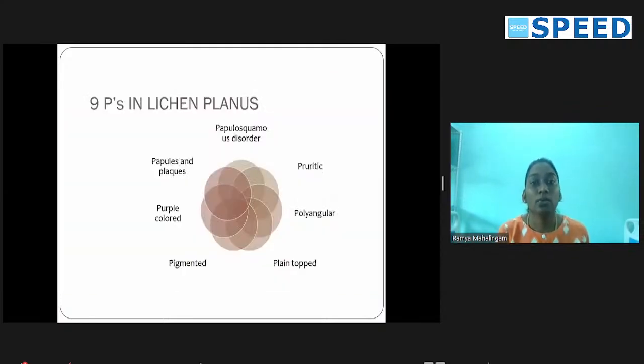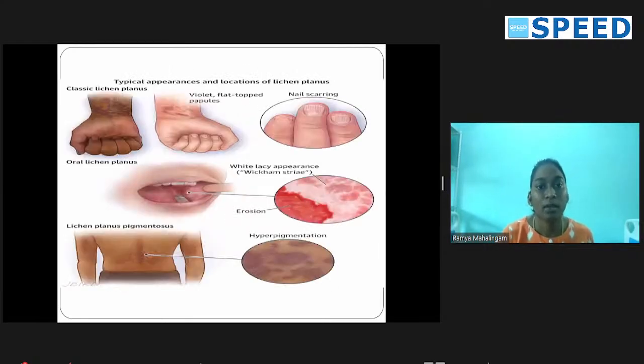We have to know about the 9 P's of lichen planus. It could be an MCQ question. The patient is going to have a papulosquamous disorder, pruritic lesion, polyangular, it can have any angle, plain top, it's not a raised lesion, it's a flat lesion, and it is pigmented, usually purple color pigmentation, and later it will go on to produce a black color lesion, and it shows papules or plaques. These are the important clinical features which you need to know.